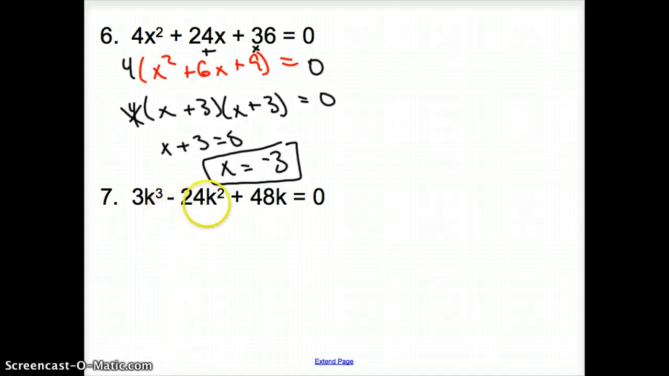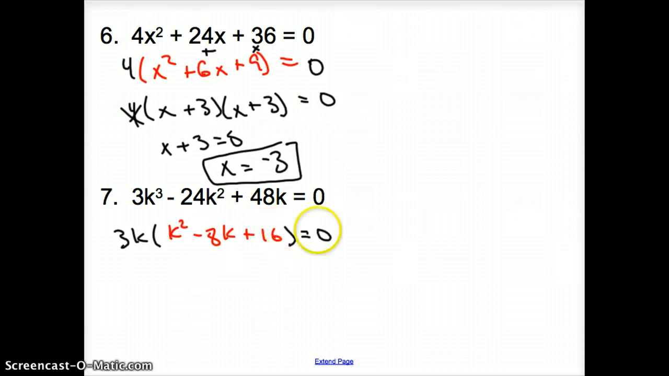If we're solving for k, remember, we have another variable, so we can't square root right away. So now what can we take out? I look at all my numbers and all my letters. I can take out a 3k because 3k goes into all of those terms. So I will be left with now a k squared minus 8k plus 16, and now that equals 0.